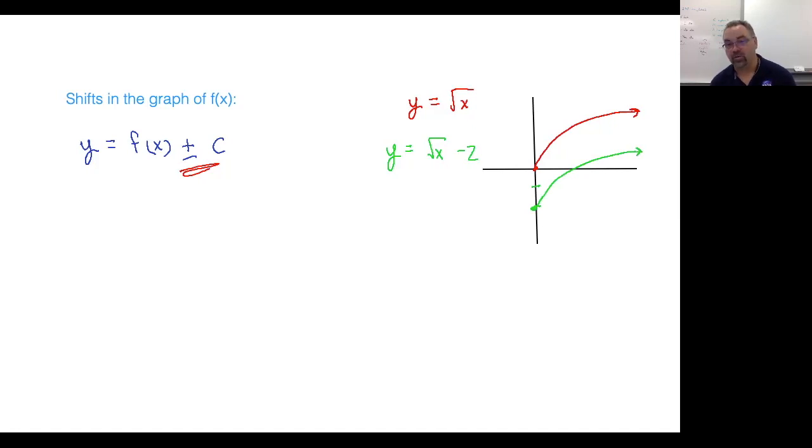Similarly, if I added 2 to my function, it would raise it 2 places, but I would not be changing the shape of my function. So by adding or subtracting a constant outside of the function itself, I would create what's called a vertical shift.